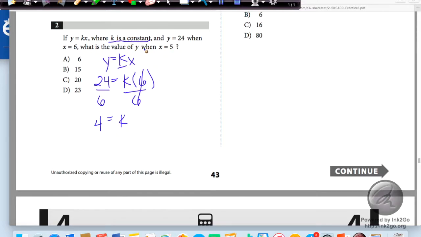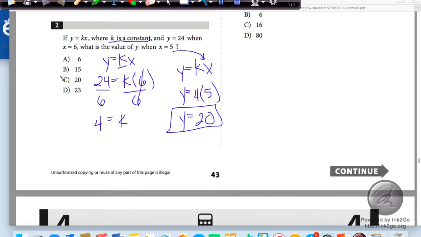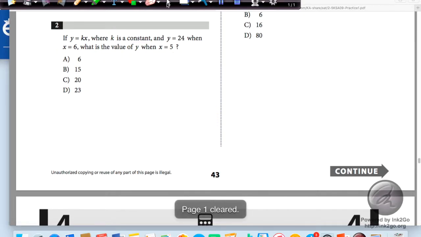It says, what is the value of y when x equals 5? So now they want you to plug this back in, knowing that k is the constant. So y equals kx, and when x has now become 5, they want you to solve for y. Well, y equals k, right? I'm going to plug k back in for that being my constant, times 5. So 4 times 5, y is going to be 20 in this instance. And yes, 20 is going to be C. All right, let's keep going.